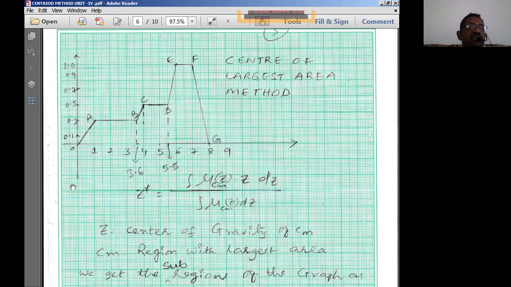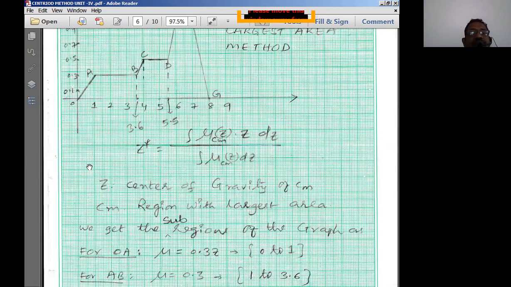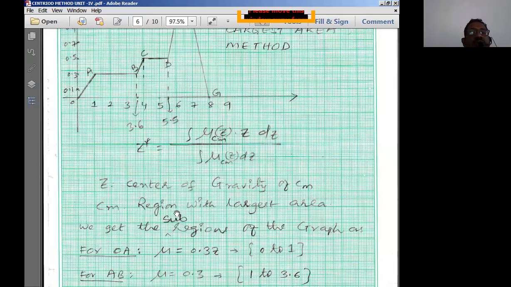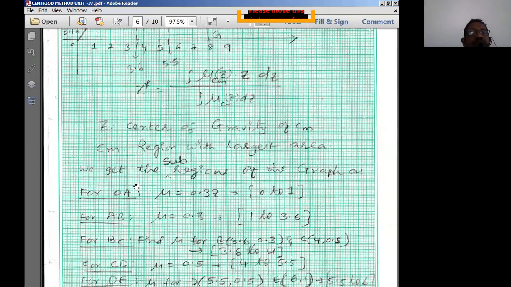Okay, I've taken each subunit as 0.1, 0.2, 0.3, 0.4, 0.5. Each subdivision I've taken as equal to 0.1. So let us start doing this problem now. So Z is nothing but equal to, in this, what is Z?